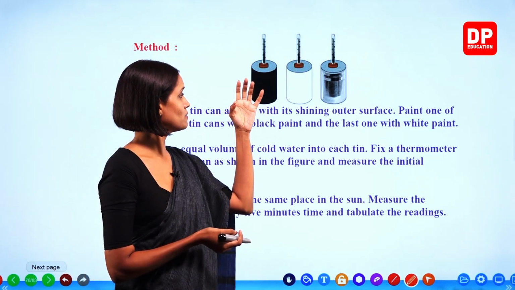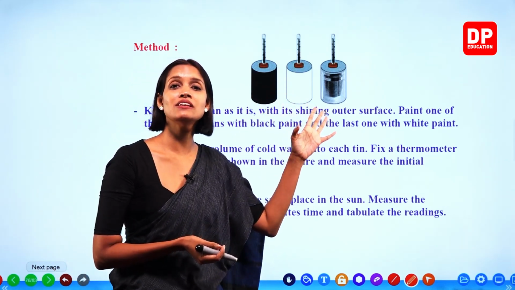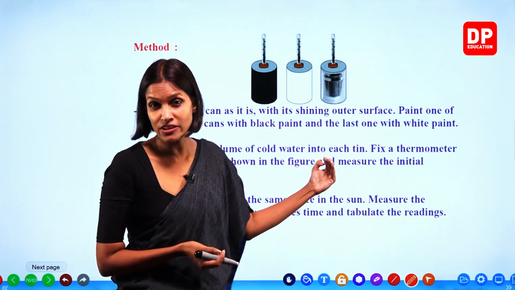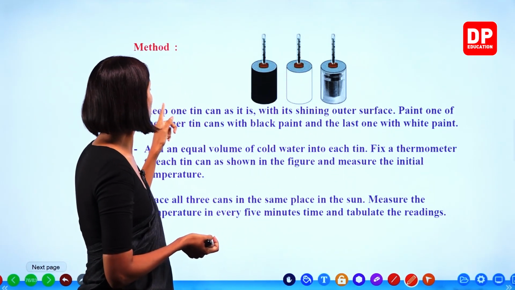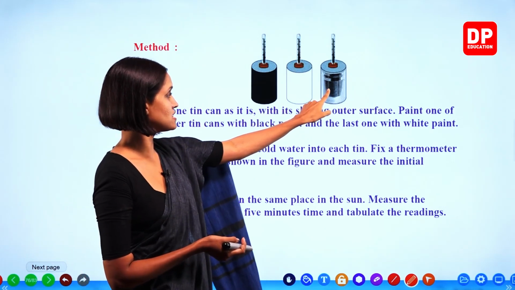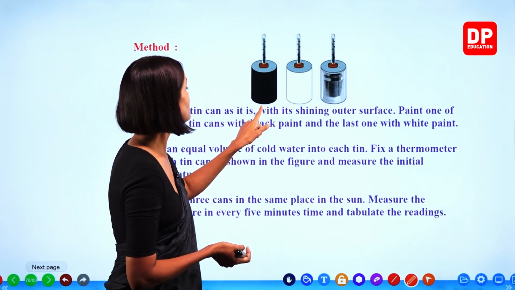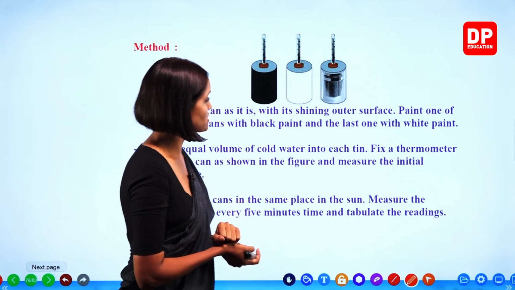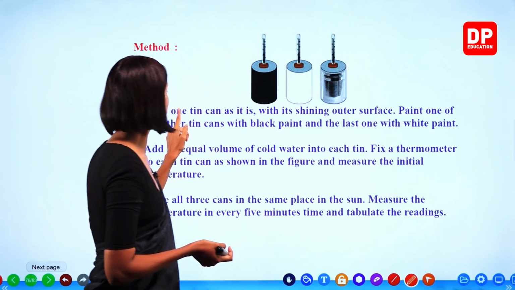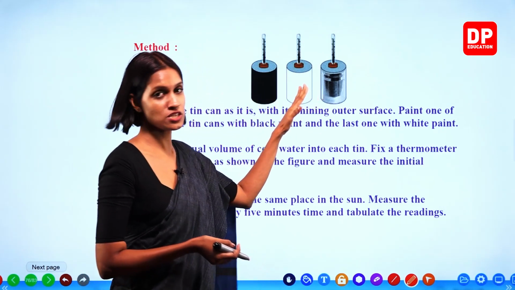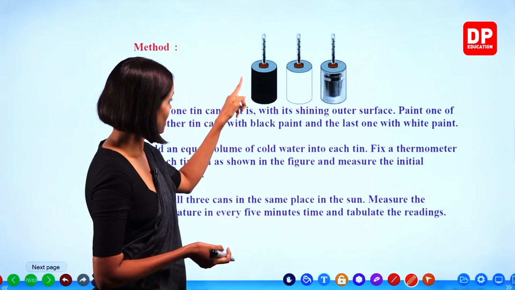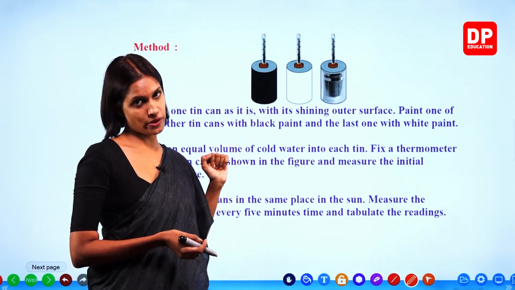Now, what is the most of the time? The tin cans are silver in color. Silver, shiny surfaces. Okay. Keep 1 tin can as it is. This is that tin can, right? With its shining outer surface. Paint one of the other tin cans with black paint and the last one with white paint. Colored with black paint, colored with white paint.